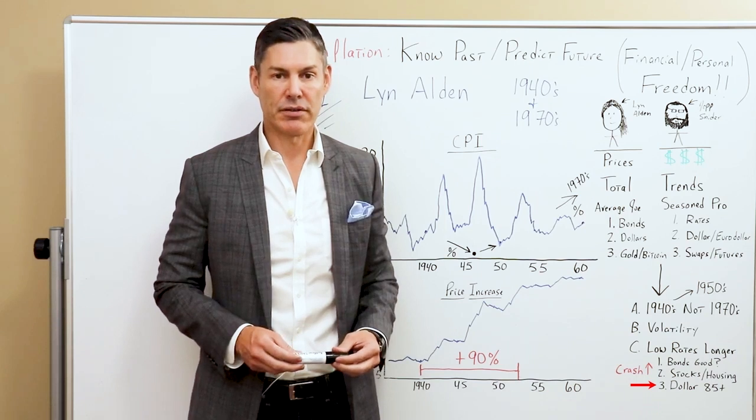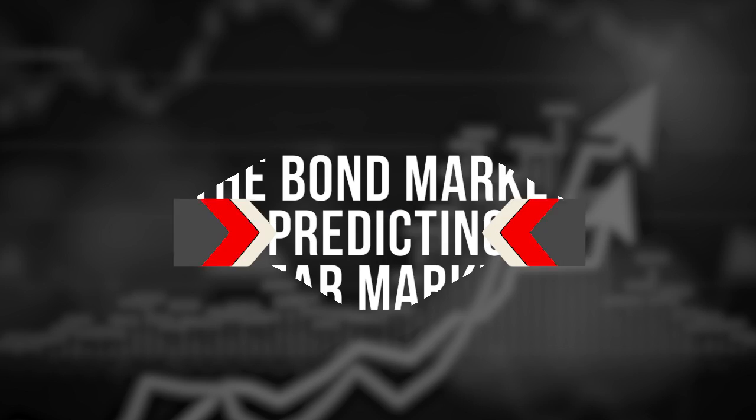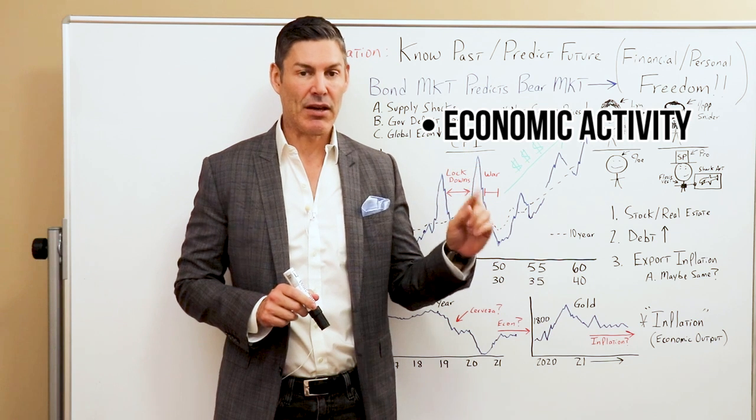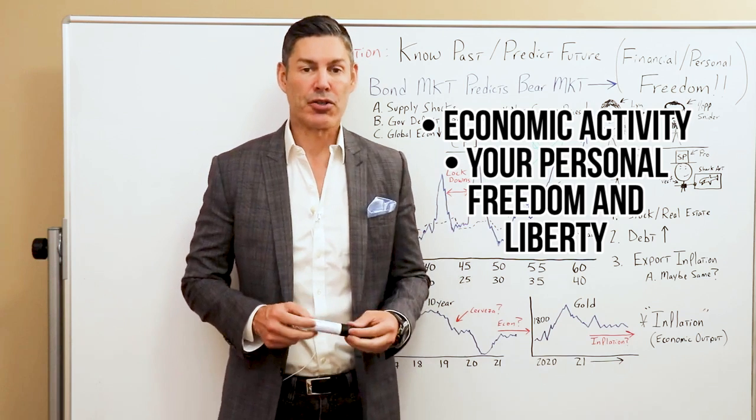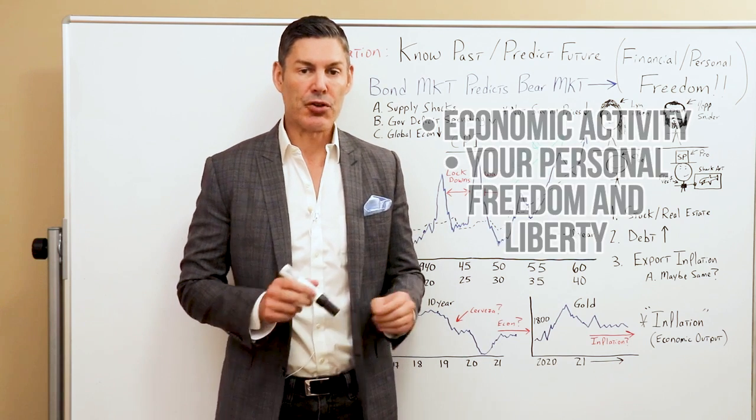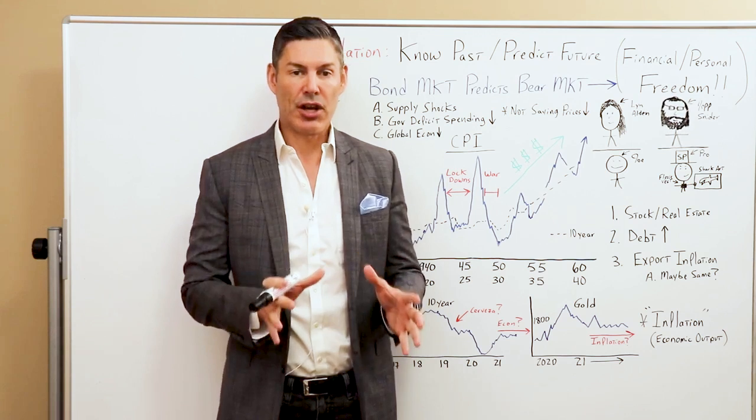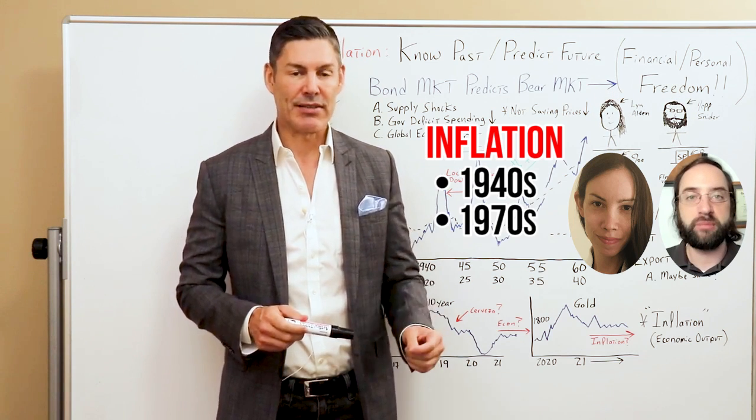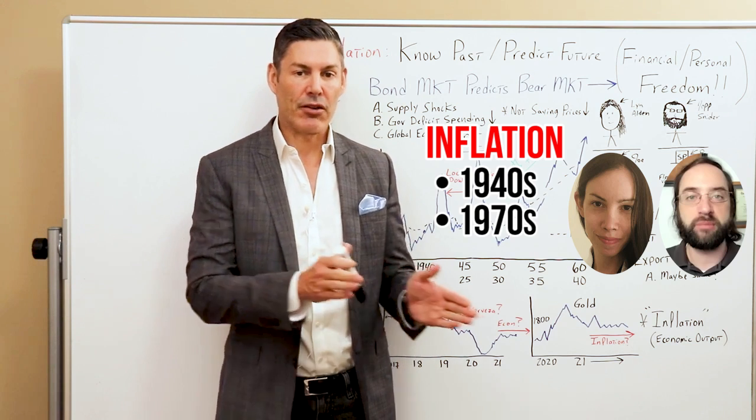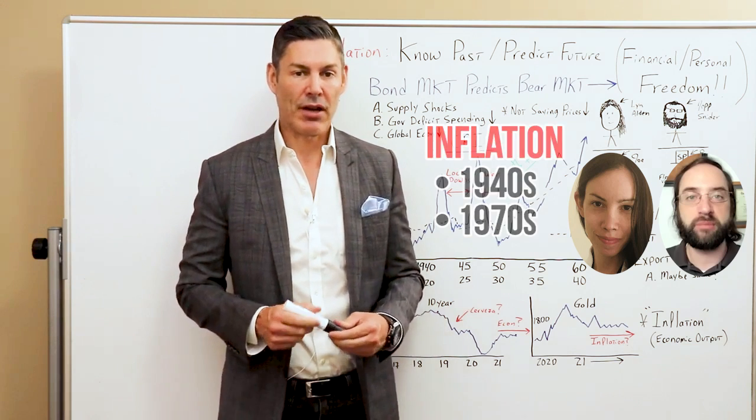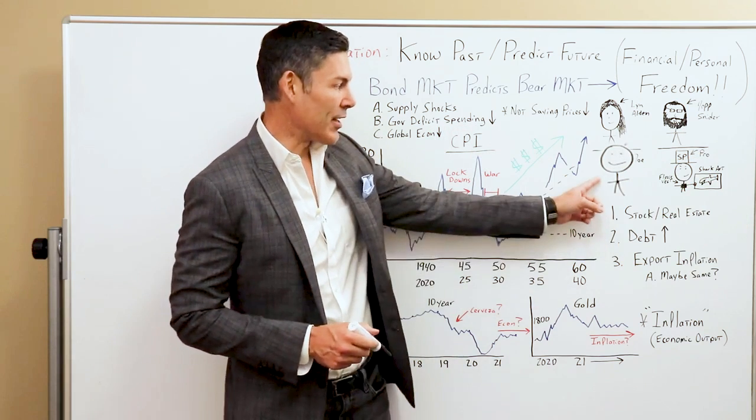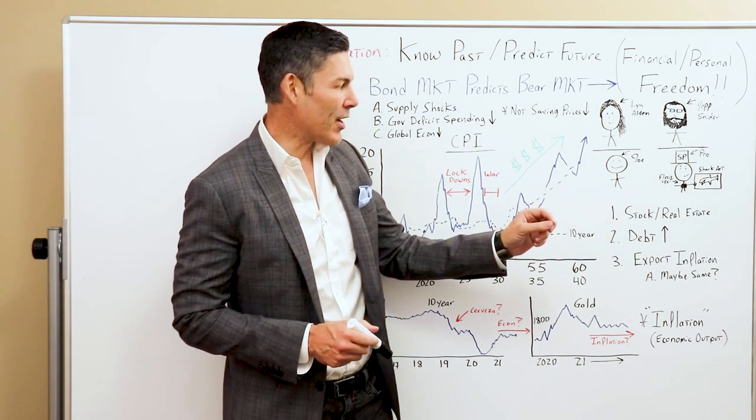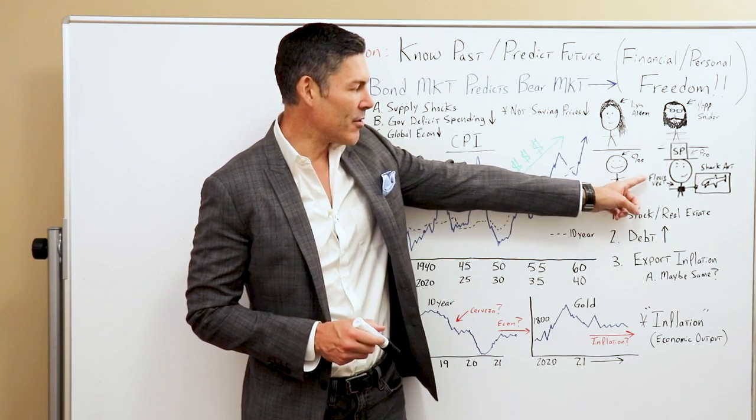Step number 3, the bond market is predicting a bear market in economic activity, but also in your personal freedom and liberty. In the first 2 steps, we really outlined Jeff Snider and Lynn Alden's thoughts around inflation in the 1940s and the 1970s, how they differ slightly and how they're catering to a different demographic. In fact, on that note, I've got the average Joe now up on the whiteboard. And more importantly, I've got his cousin, the seasoned pro.